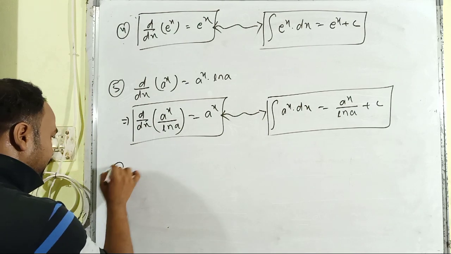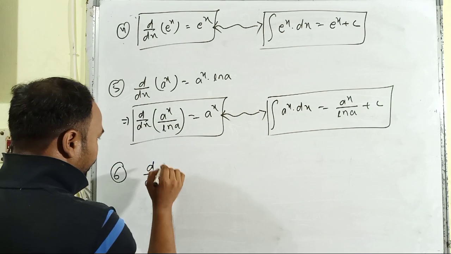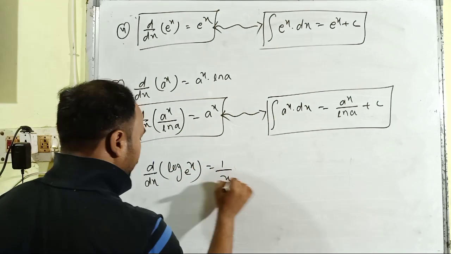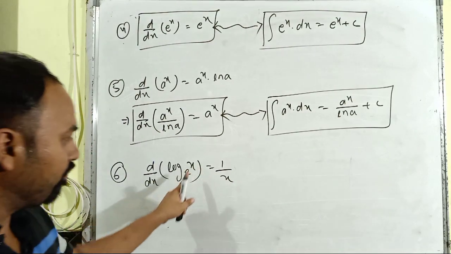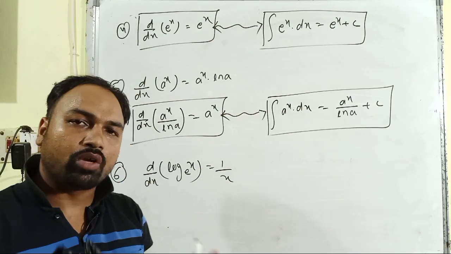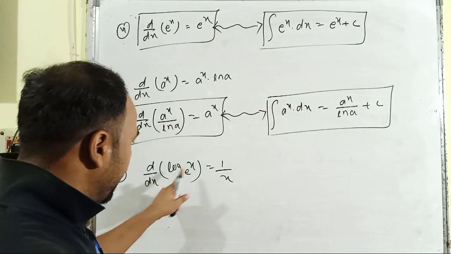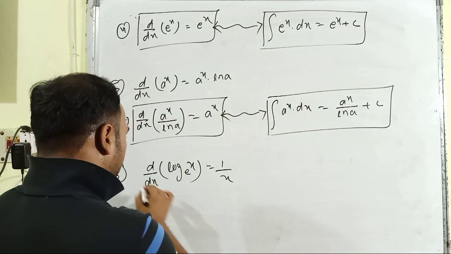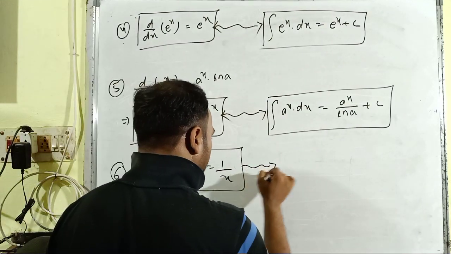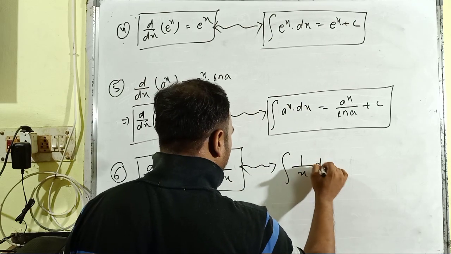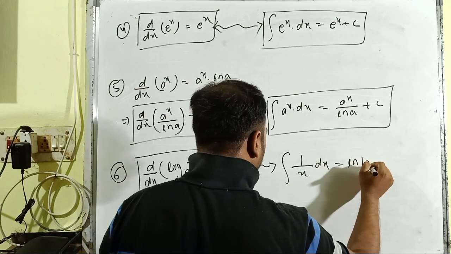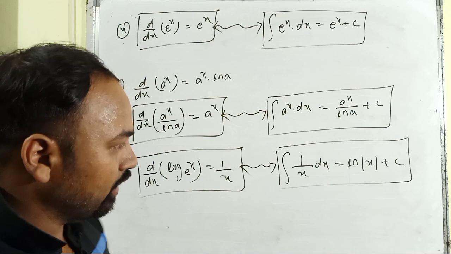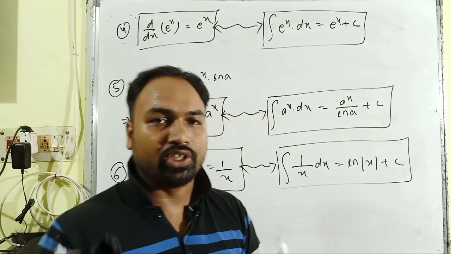Then moving towards the sixth formula, differentiation of log x with base e is 1 upon x. You know that log x with base e is also called ln x. But whenever we reverse this formula, we obtain integral of 1 upon x with respect to x, it is ln modulus of x plus c. Why do we have to go for the modulus sign? Because the function log x, its domain we are considering in the positive values only.